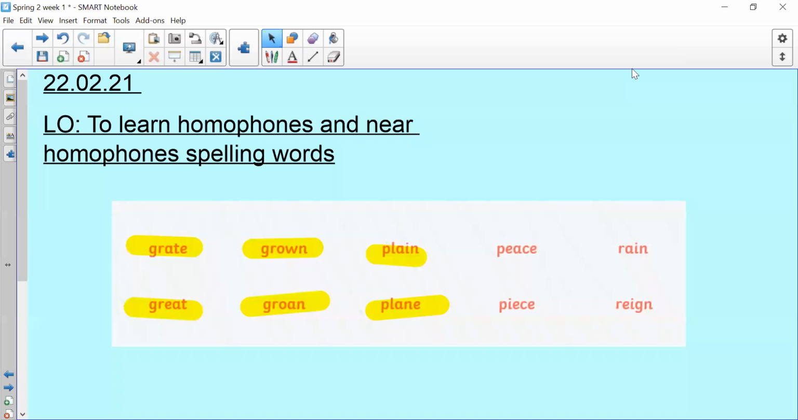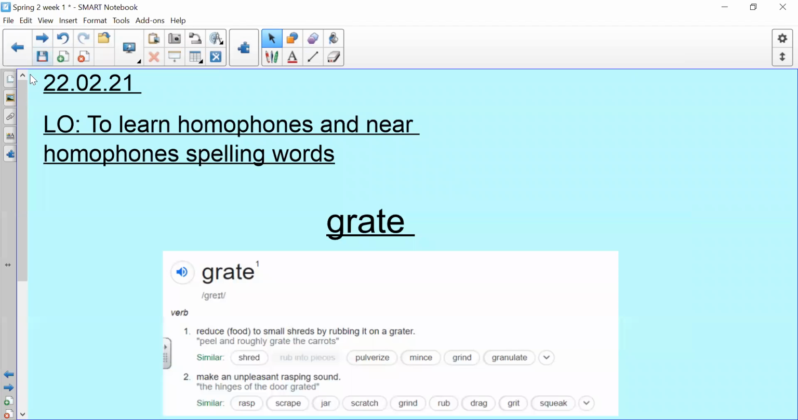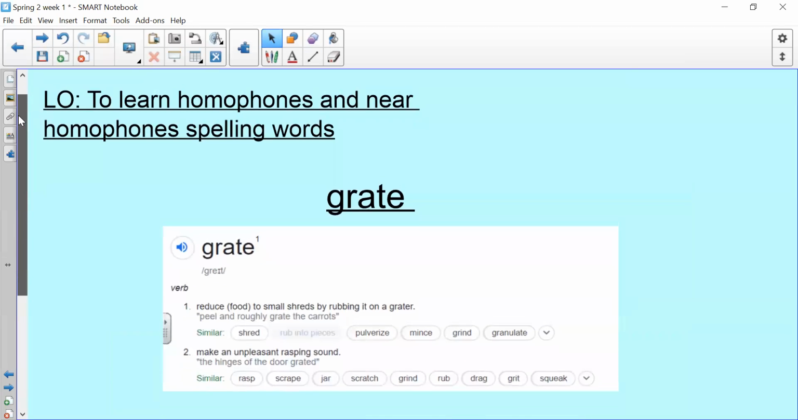Now, as usual, we're going to spend today's lesson going through the meaning of the words, because there is no point in learning to spell words if you don't know how to use them in context when you're speaking, or you don't know how to use them in your writing. Okay, so today we're going to be exploring the meaning of these first 6 words. So the first one is great.